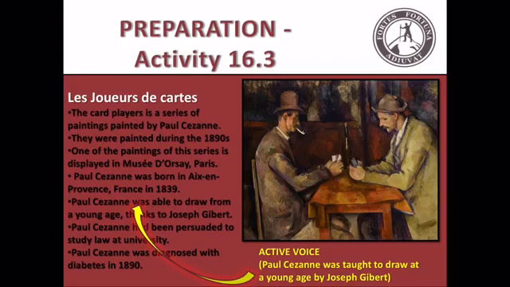But anyway, if we wanted to change that active sentence into a passive sentence, we could say Paul Cézanne was taught to draw at a young age by Joseph Gibbert. So that leads us nicely onto activity 16.3. Let's have a look at the worksheet which you will need to complete.